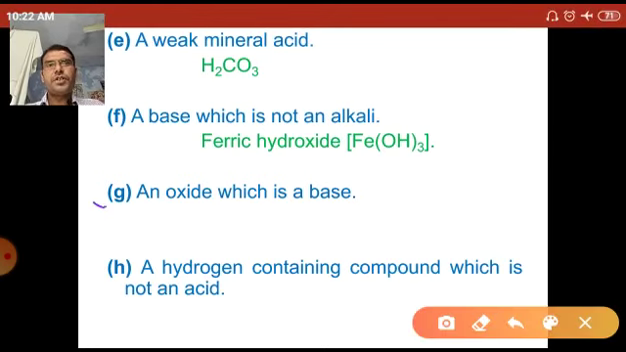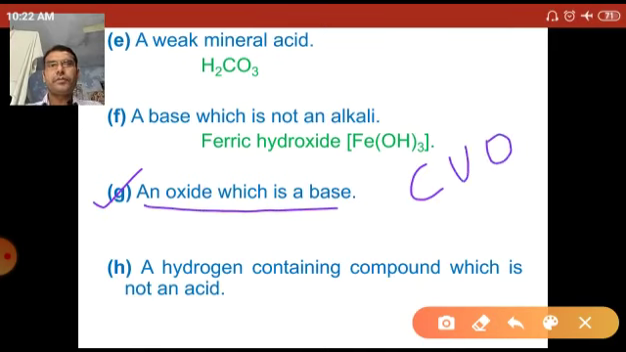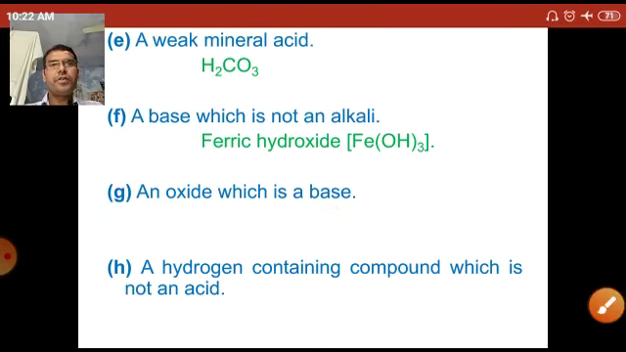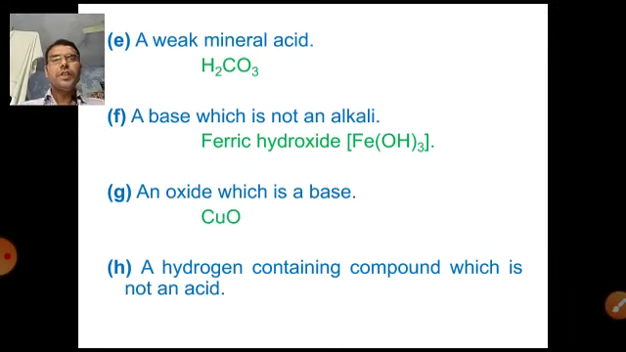Now next question, G number: an oxide which is a base. Generally, copper oxide is a base, calcium oxide is also a base, iron oxide is also a base. So generally metal oxides behave as a base. So copper oxide is the answer here.